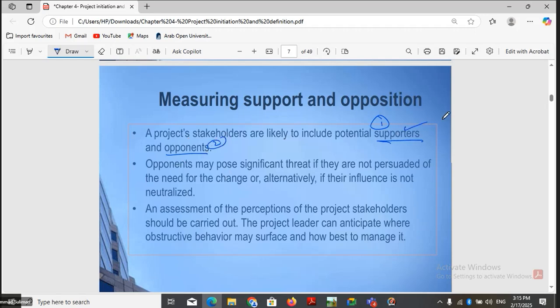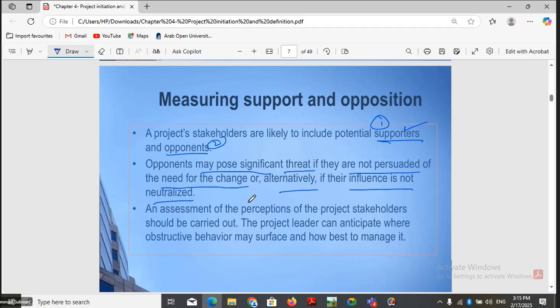Now, supporters are supporting the project. So they are helping you to work on the project, and they do what they can from their point of view to work on the project. But opponents may pose a significant threat if they are not persuaded of the need for the change. That means if they are not convinced why we need this project, or alternately, if their influence is not neutralized. We need to neutralize their influence.